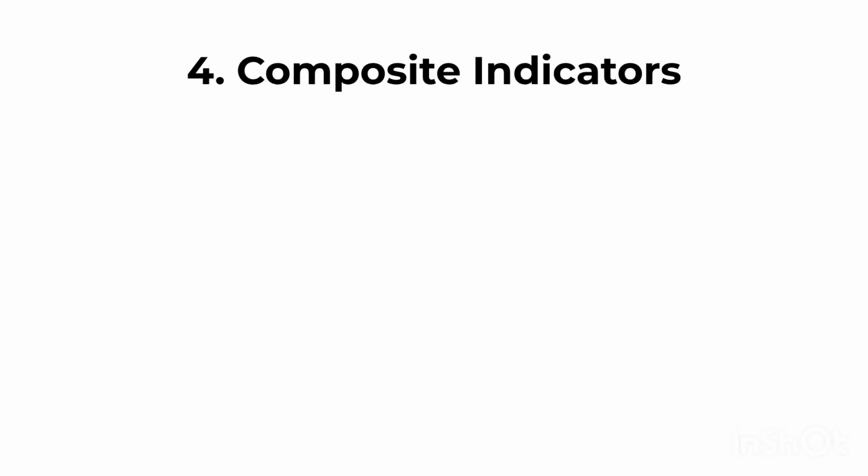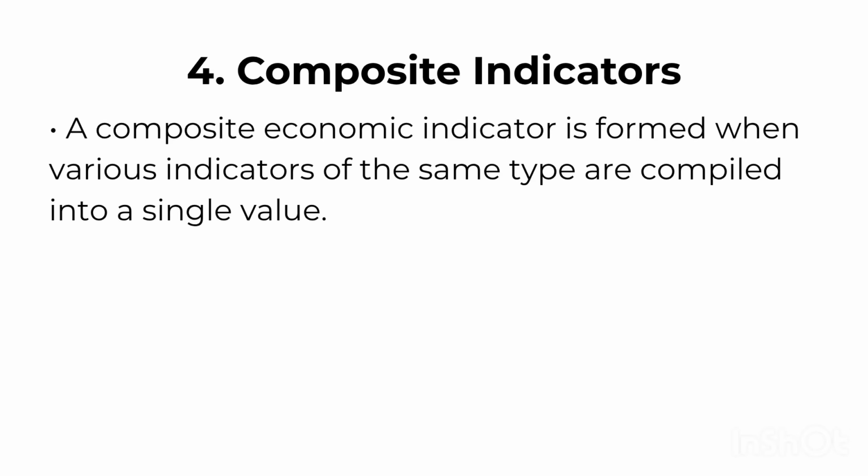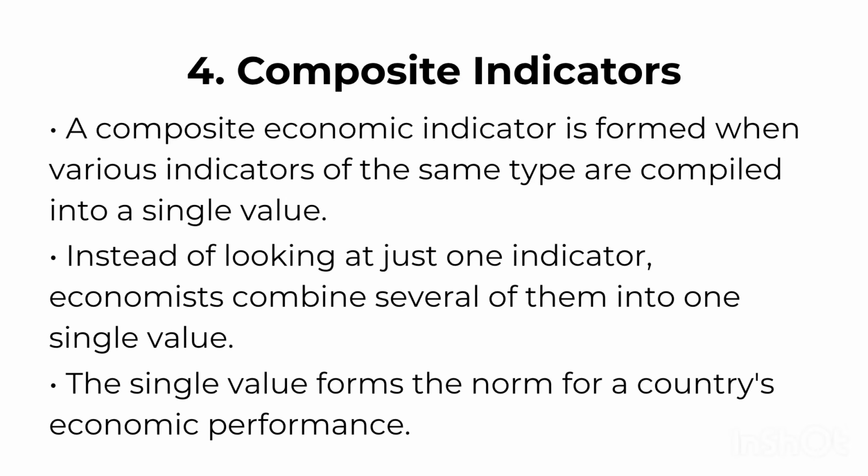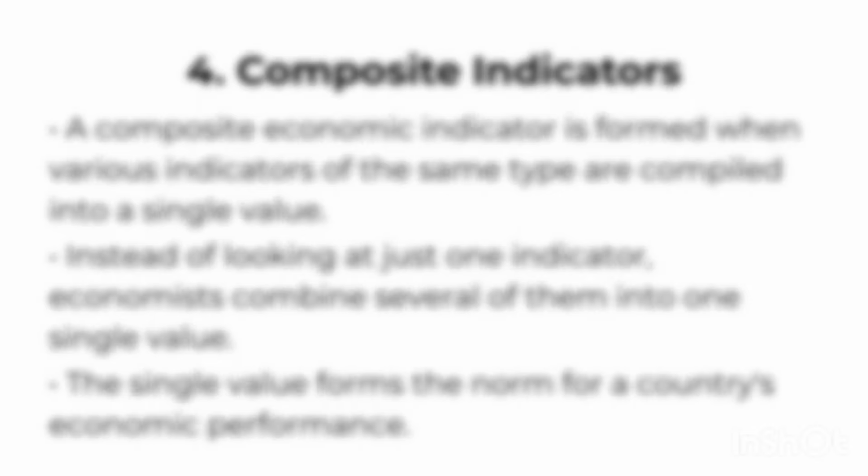Number four, we have composite economic indicators. A composite economic indicator is formed when various indicators of the same type are compiled into a single value. Instead of looking at just one indicator, economists combine several indicators into one single value. The single value forms the norm of a country's economic performance.